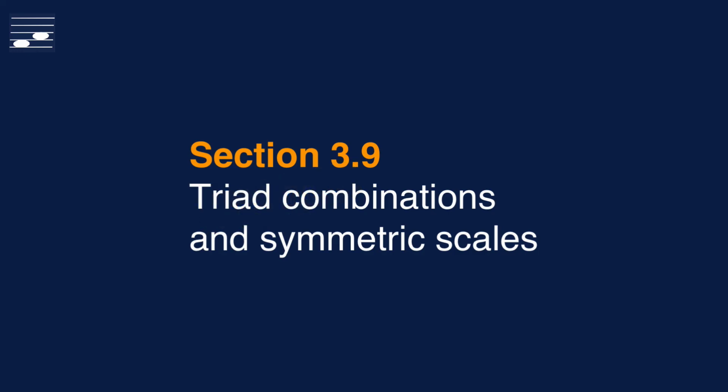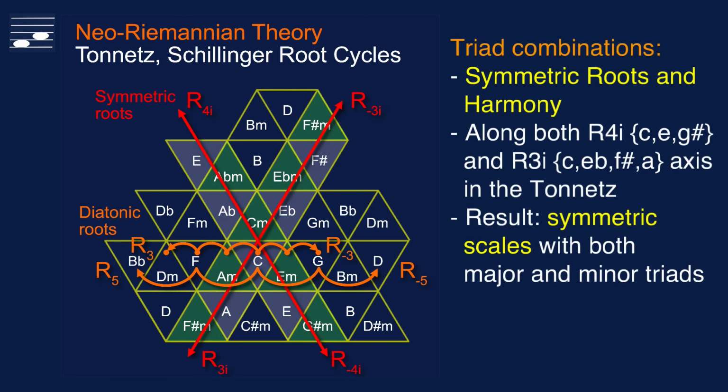I would like to conclude this tutorial by having another look at combinations of major and minor triads along the diagonal minor third and major third root axis in the Tonnetz diagram. The R3I axis yields symmetric roots C, E flat, F sharp and A that together form a diminished seventh chord. Symmetric octave division along the R4I axis gives us the roots C, E and G sharp, an augmented triad. Combining major and minor triads on two of such roots leads to symmetric scales.